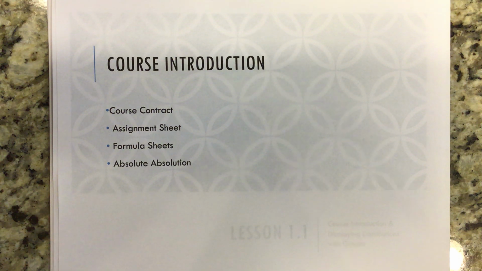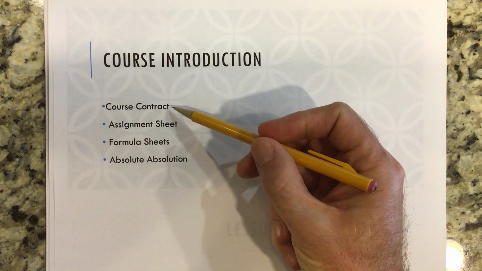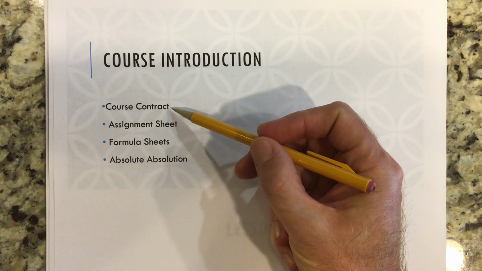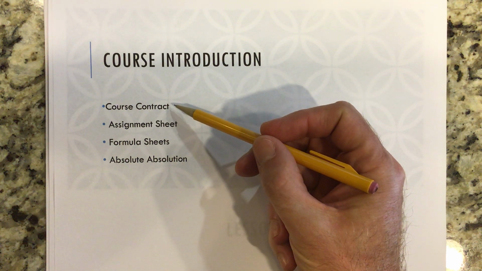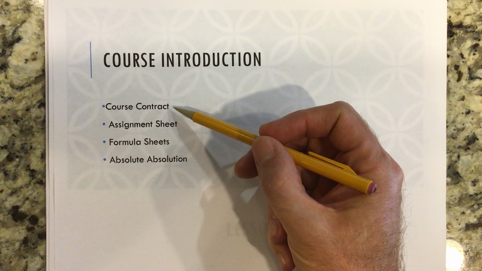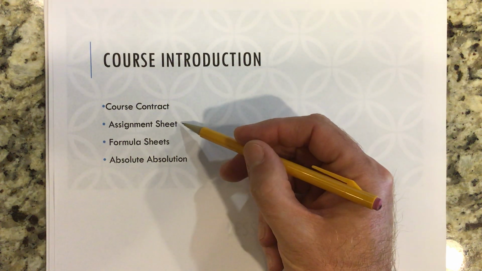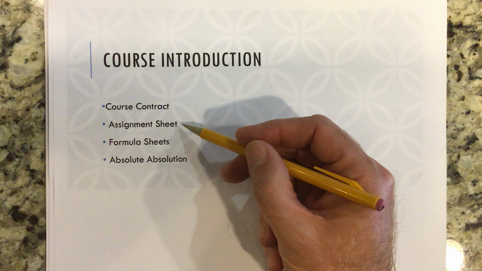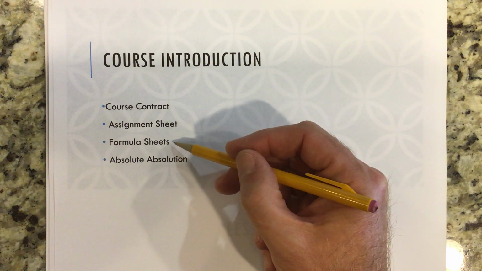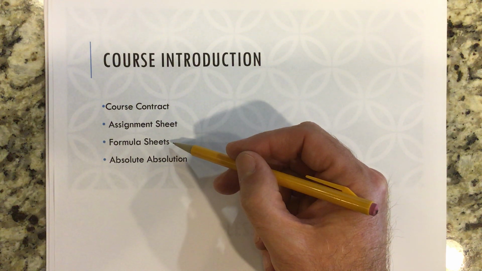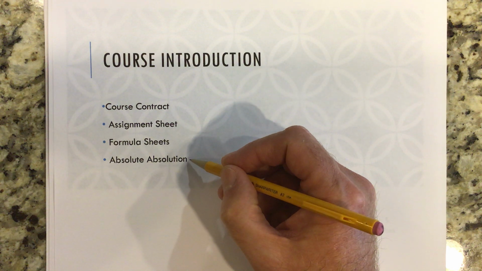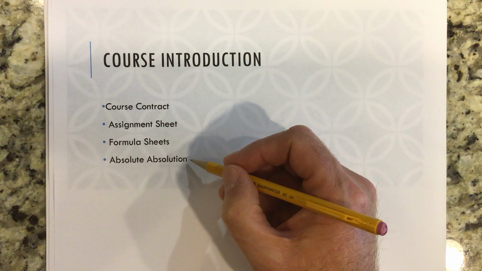So today, I just wanted to cover, we have a course contract, find it on Canvas, get it signed, send it to me. You'll see there's also an assignment sheet on Canvas that'll tell you what your homework is. You will be given a formula sheet for this class. It's the same formula sheet that you will get when you take the AP test. And I do have extra credit passes. I call them absolute absolutions. We'll get into that in more detail when we actually meet live in person.